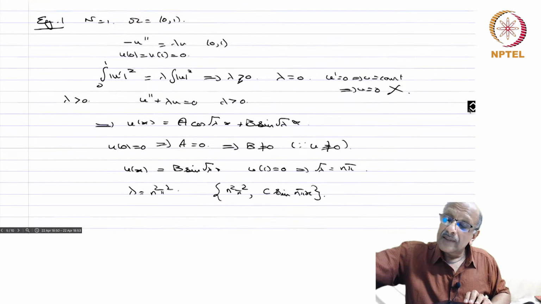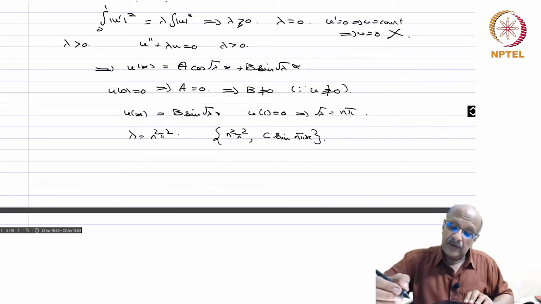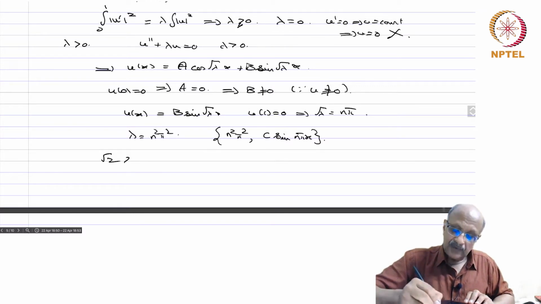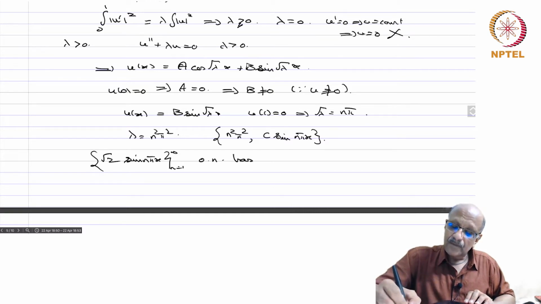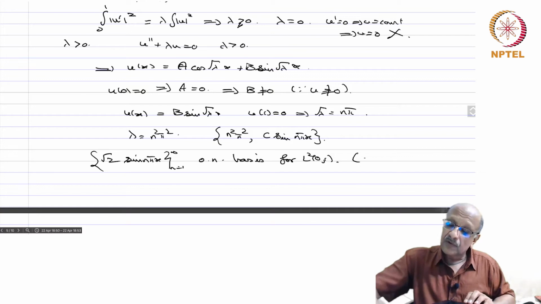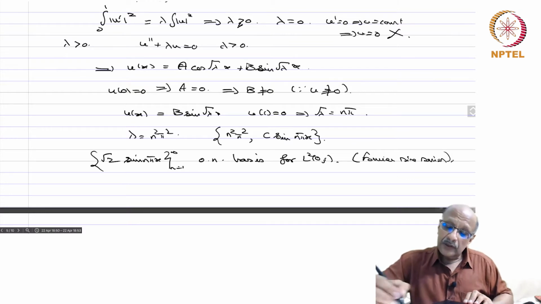Now, are there any others? We know from the Fourier sine series that root 2 sine n pi x, n equals 1 to infinity, is an orthonormal basis for L2 of (0,1). In fact, this is the Fourier sine series, but you can even prove it otherwise.